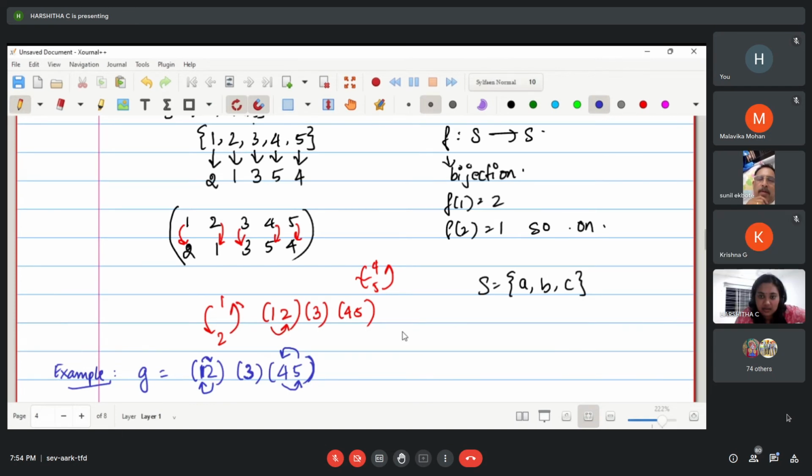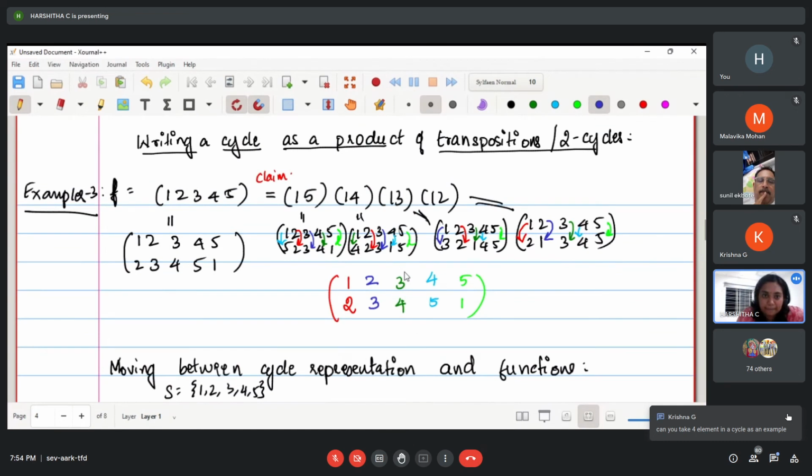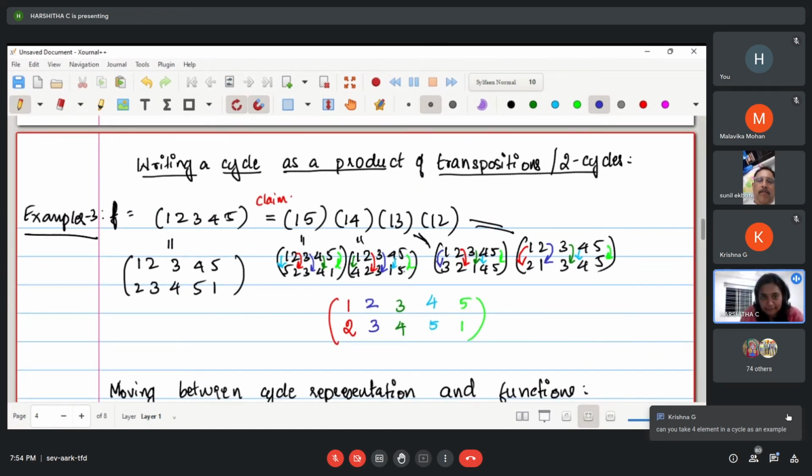Okay. Once this is understood, we'll go back to what we were trying to do here. We have this cycle, and we want to write it as a product of 2-cycles, which means cycles of length 2. What we claimed is that writing it like this, you take the first element with the last one, that is a 2-cycle, then (1 4), (1 3), (1 2), and so on. We're claiming that this actually works.